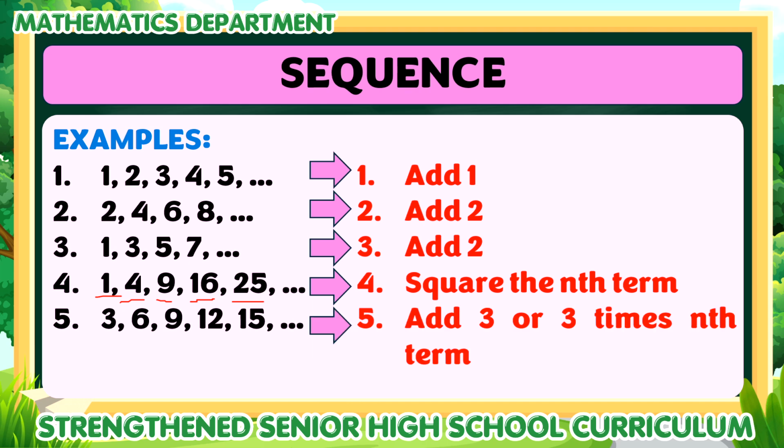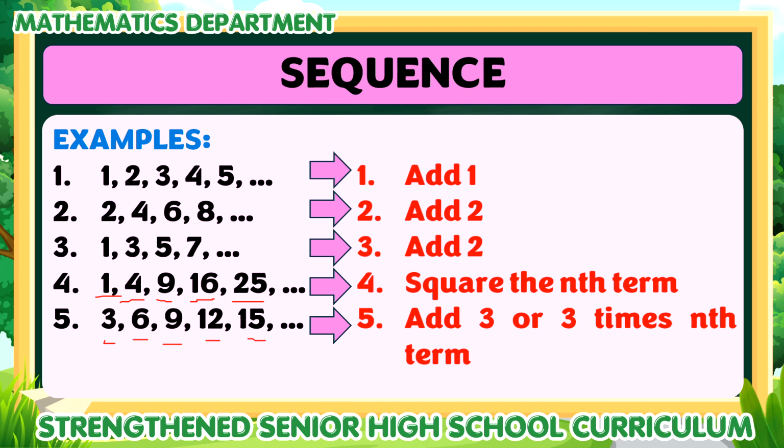Lastly, for number 5, we can obtain this one by adding 3 or by multiplying 3 to our nth term. So if we will be using the first rule in which we are going to add 3, so from 3 you will have 3 plus 3 that is equal to 6, plus 3 that is equal to 9, plus 3 that is equal to 12, and another 3 that is equal to 15.